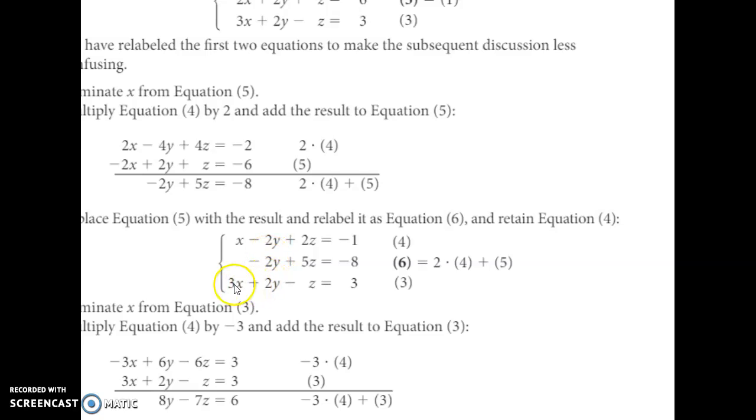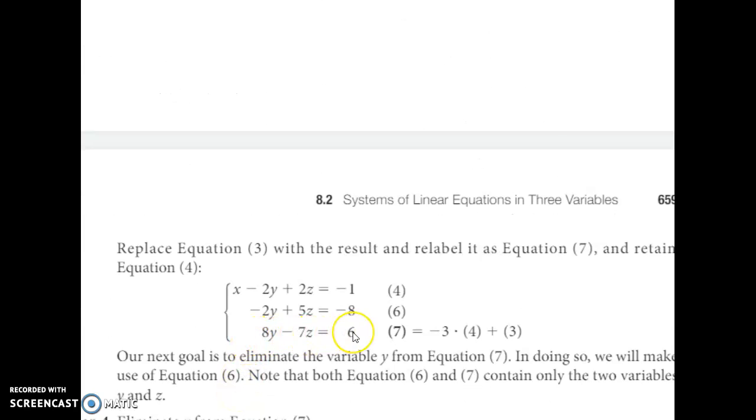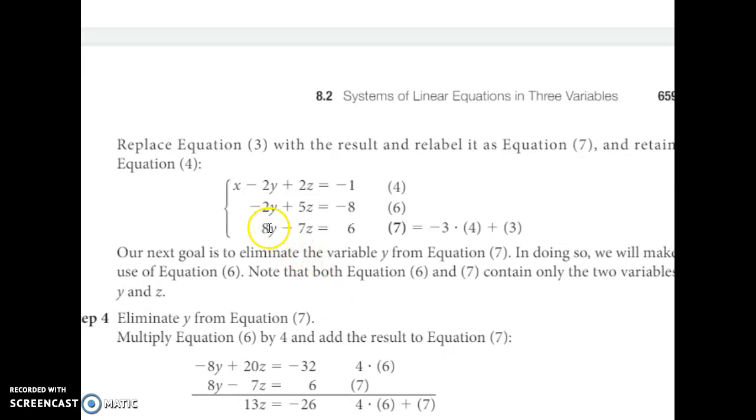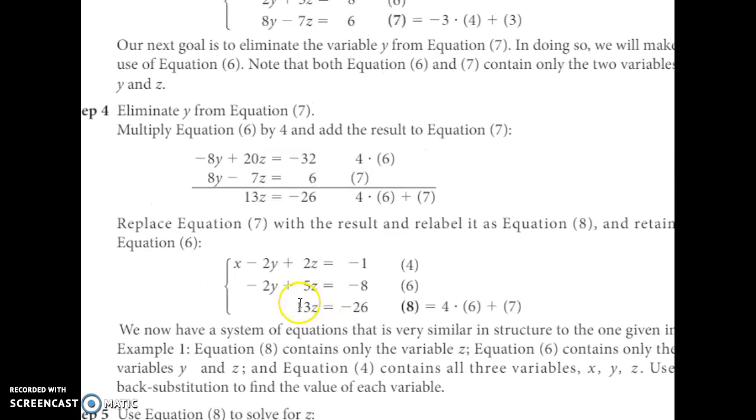Now they're going to try to get a 0 right here. In order to achieve that, multiply the first one by -3 all the way through, which is exactly what they do here. Added to the third row, that gives us this one, and this is our new third row. Now try to get rid of the y's right here. That's easy. Multiply this by 4, which is exactly what they do. There is that second row added to the third, and this is our new third row: 13z equals -26. And now we have that triangle system of equations.